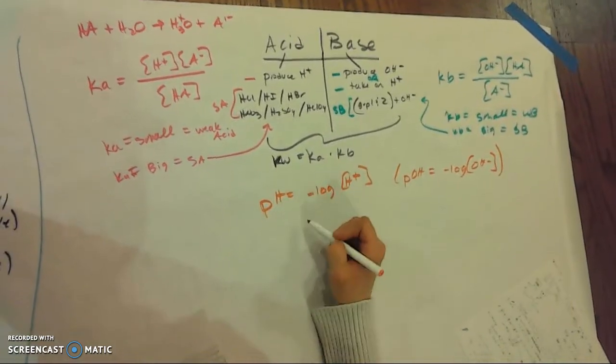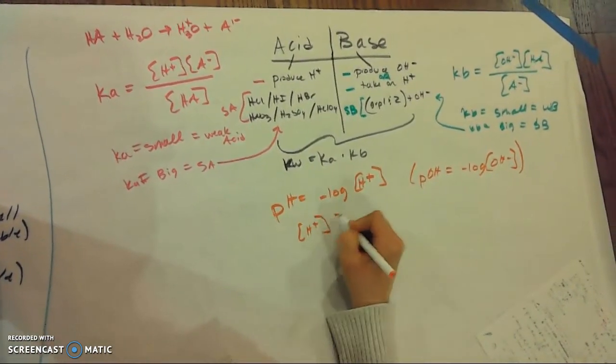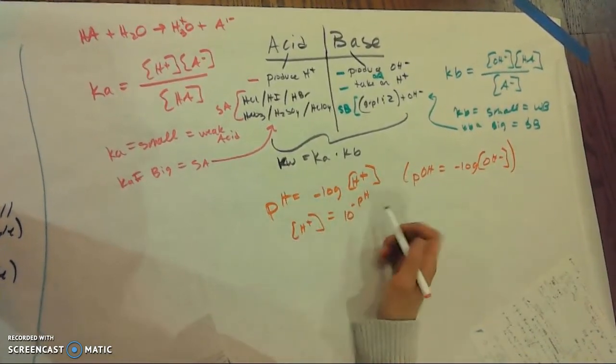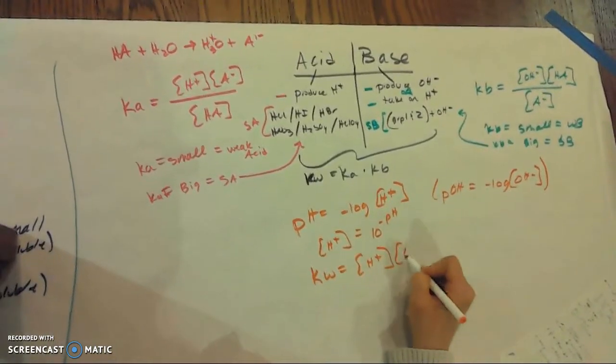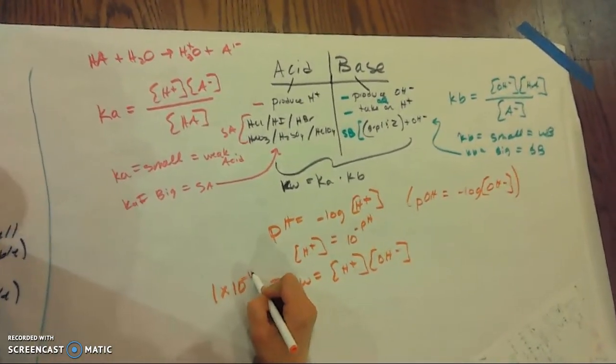But most of the time we're going to be looking at pH. Or another way to look at it is, if you wanted to find the H+ concentration, you do 10 to the negative pH value. Now this whole pH thing comes from the idea that Kw is equal to the H+ times the OH-. And we know Kw is equal to 1 times 10 to the negative 14.